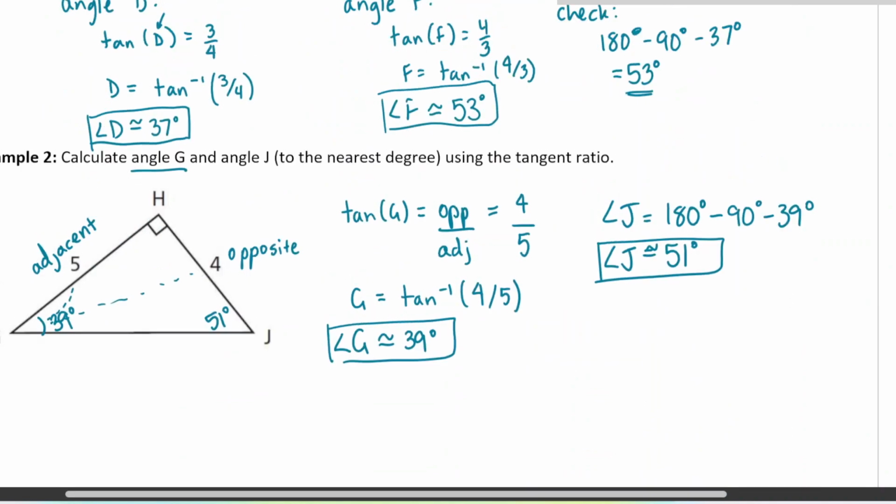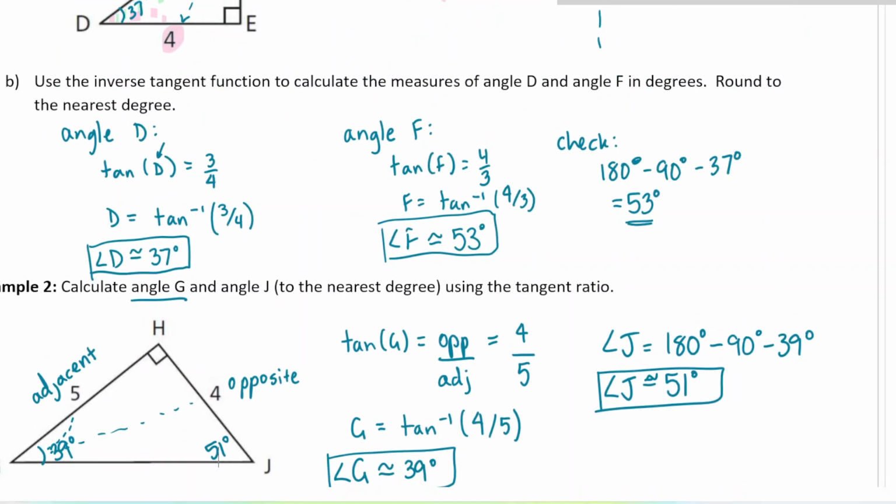And that is the end of the lesson. In the next lesson, you'll be finding out how to calculate a missing side length given an angle and another side length.